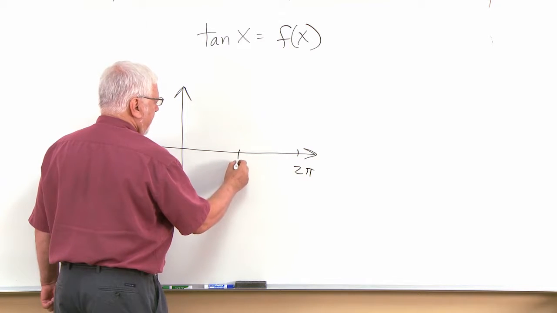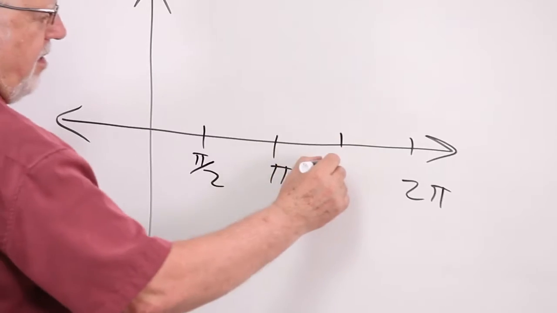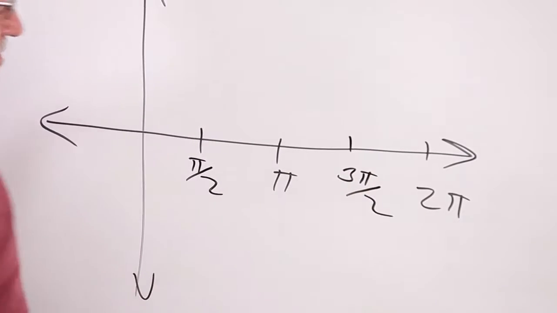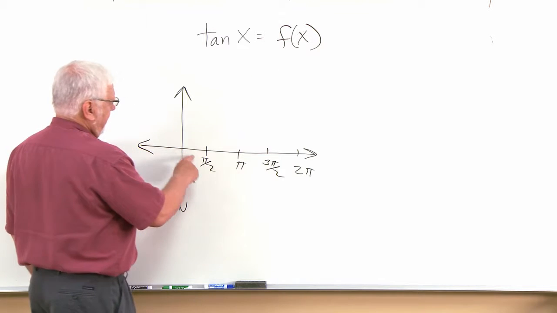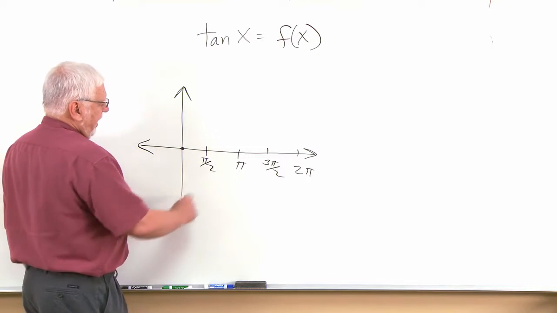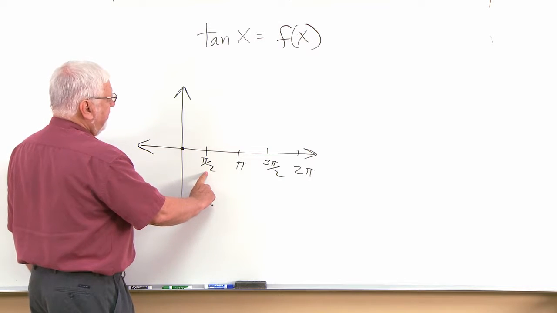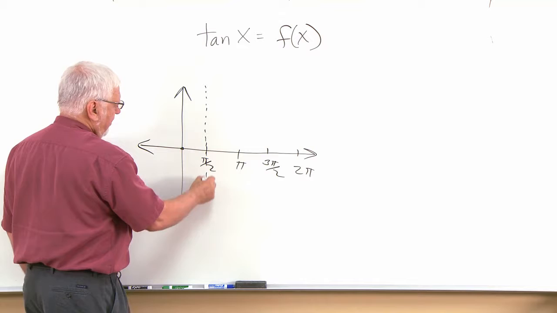Now the tangent's a little bit harder in my mind. It's not that nice smooth curve. So this is going to take a little bit more. But I do know a couple things about the tangent. It's 0 here. At 90 we learned it was undefined. So there's going to be an asymptote line here.